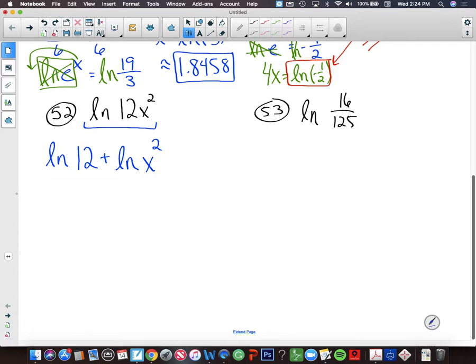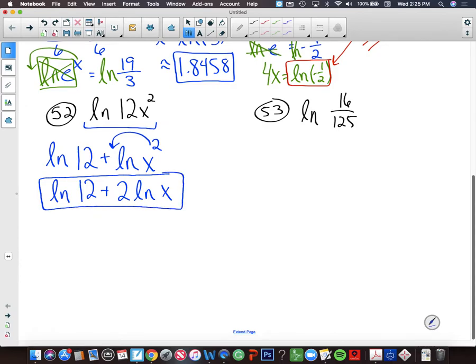Then we can go the next step. Break that variable out front. So we have natural log of 12 plus 2 natural log of x. And that is all the further that we need to go. So we're kind of working backwards from what we've been doing. We're taking a logarithm and we're expanding it. So we needed a logarithm for the 12, and we needed a logarithm for that x squared, or a natural logarithm, rather. Okay. 53, that one has a little bit more steps.